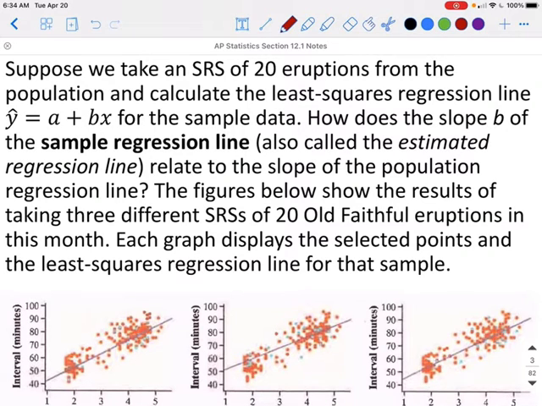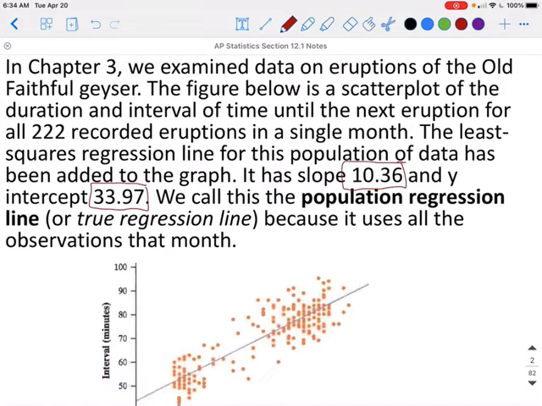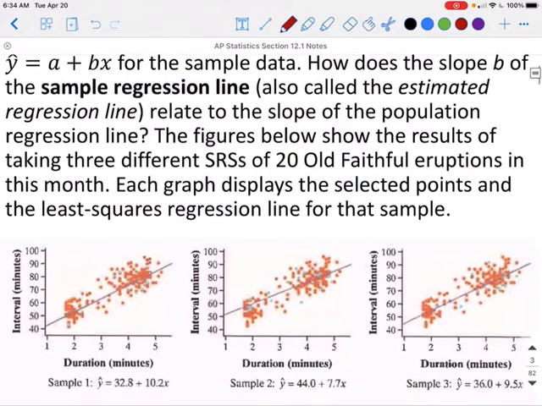The figures below show the results of taking 3 different simple random samples of 20 Old Faithful eruptions in this month. Each group displays the selected points and the least squares regression line for that sample. So if we look back, remember for the entire population, our slope was 10.36. Looking at the different samples, our first one has a slope of 10.2, our second one has a slope of 7.7, and our third one has a slope of 9.5.